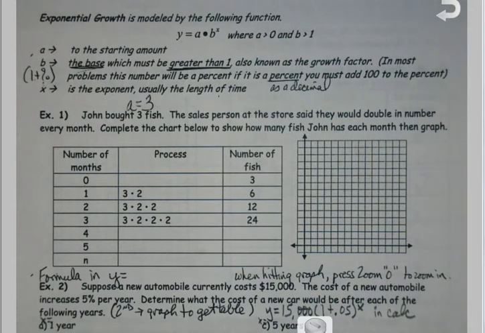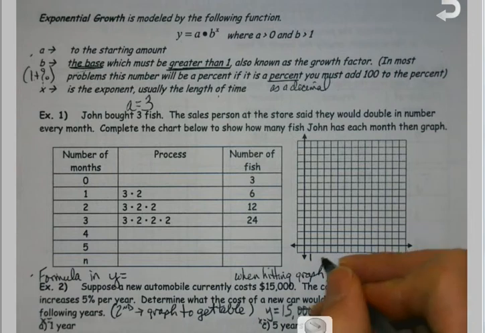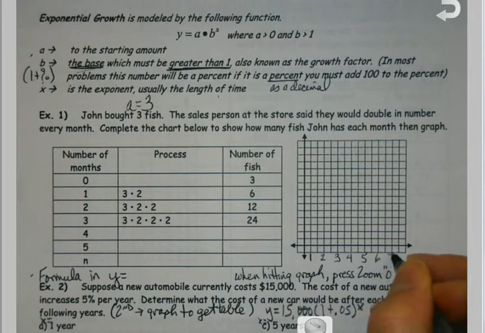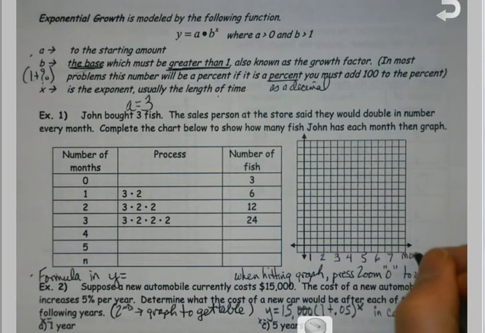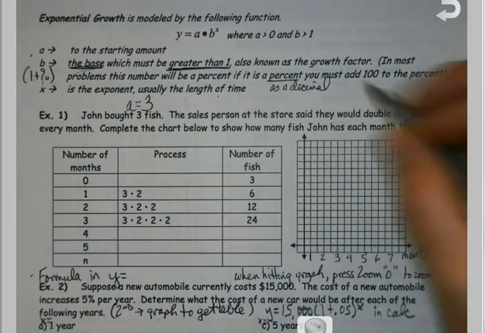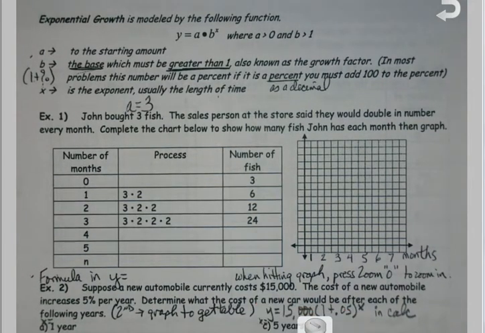Now, we haven't made our labels here yet, and I'm going to skip every other line here so we can have a better look at what's going on. Down here on the bottom part, this is where we're going to deal with our months. And then up the side is going to be where we have our number of fish. Now, I probably don't want to count by ones going up the side because I'm probably going to run out of room. Any ideas maybe on how much I should count each line for?